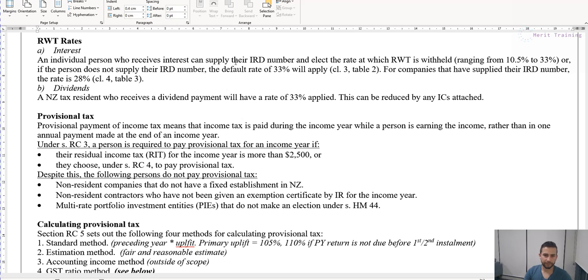So under RC, a person is required to pay provisional tax for an income year if their individual income tax for the year is more than $2,500, or they choose to pay provisional tax. But the following people do not pay provisional tax.